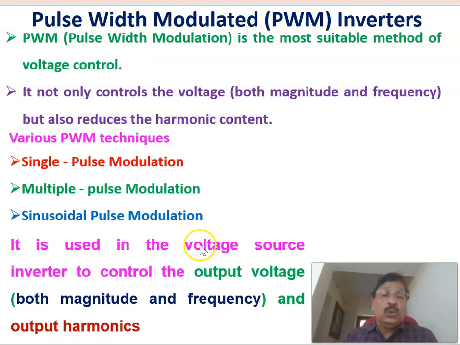Therefore, it is used in the voltage source inverter, that is VSI, to control the output voltage, both magnitude and frequency, and the output harmonics. By controlling, or by these modulation techniques, we can control the magnitude of voltage as well as frequency of the output inverter voltage, and also the harmonics can be reduced or eliminated.